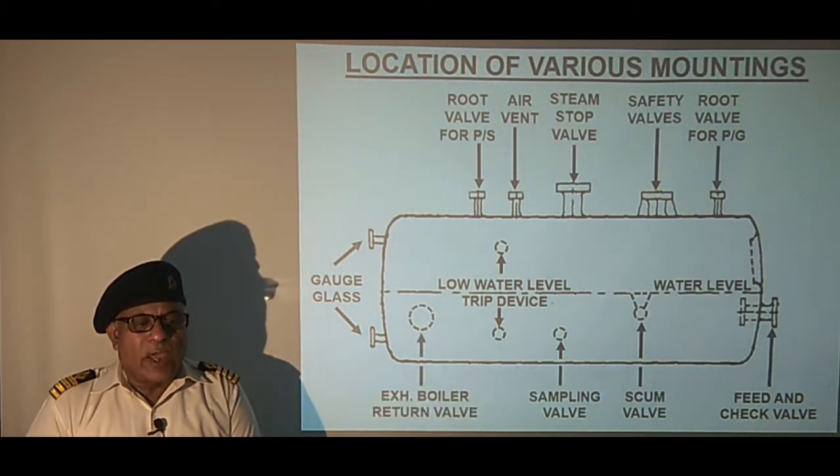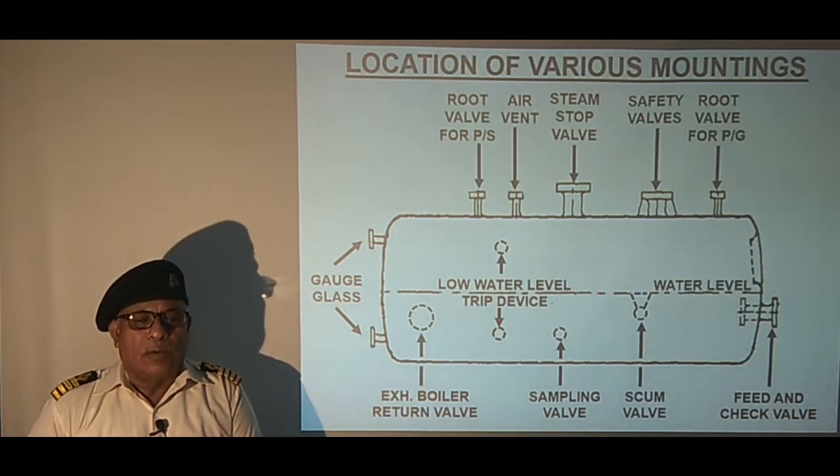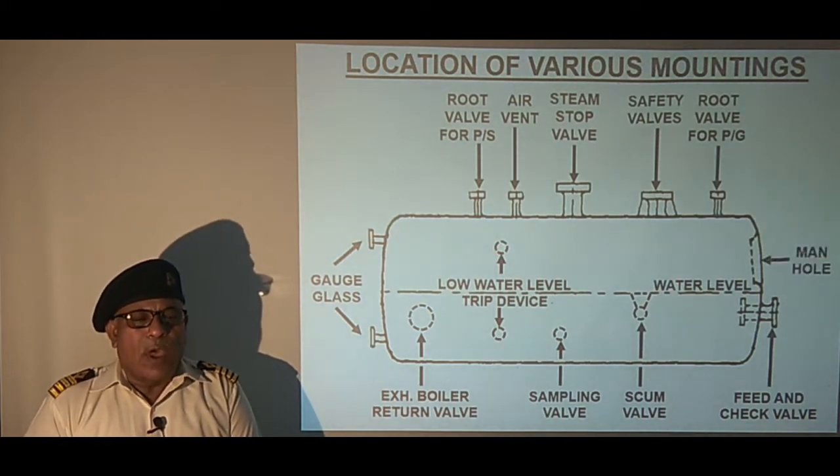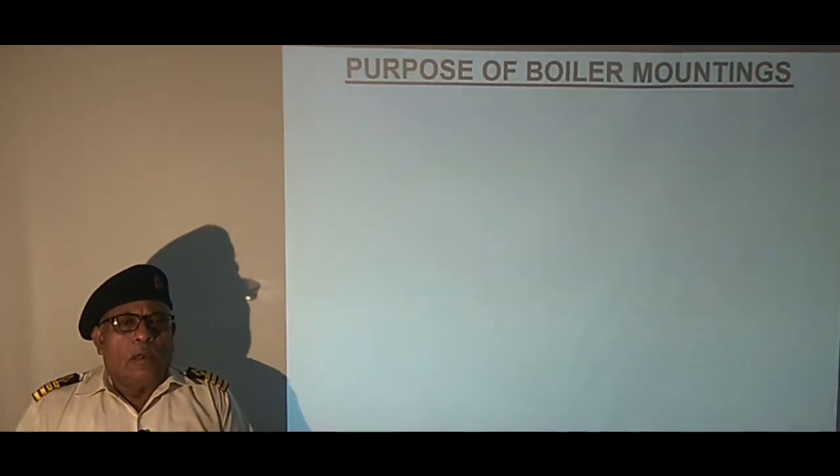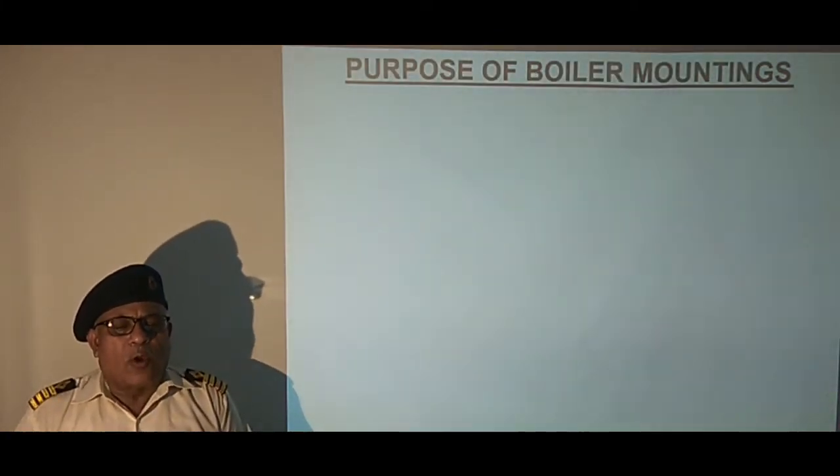We have exhaust gas boiler return valve. This valve is used on forced circulation exhaust gas boiler. Similarly, there is another valve on the water drum or on the bottom part of the boiler. This is the manhole used for entry into the boiler drum for inspection and repair. Let us see the purpose of various boiler mountings.